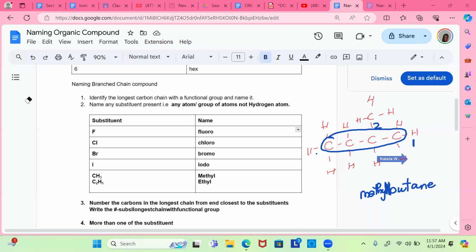So the substituent would be on which carbon number? 2. So I put a dash. So it's 2-methylbutane. Clear? Yes, miss.